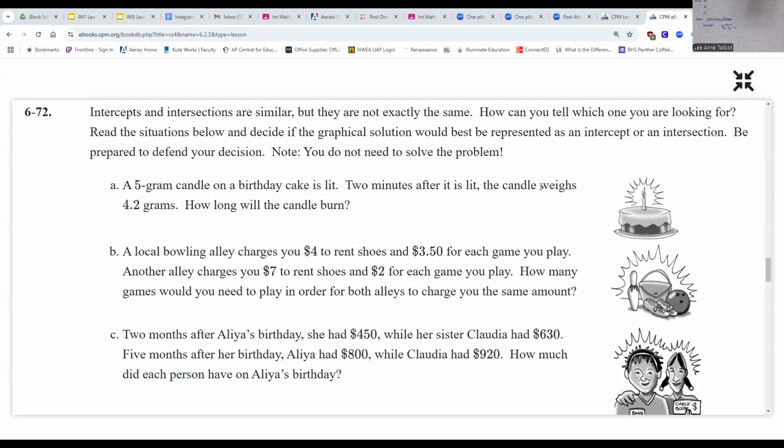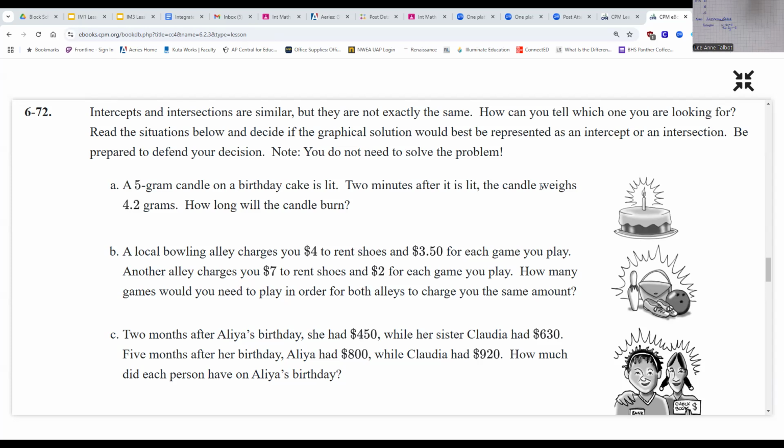A 5-gram candle on a birthday cake is lit. 2 minutes after it's lit, the candle weighs 4.2 grams. How long will the candle burn? The only thing you're thinking is, is it intercept or intersect? Just write down the word that you think it is. Intercept or intersect? Just writing a word, that's it.